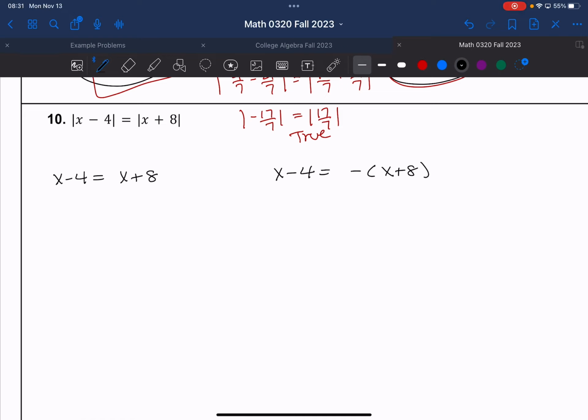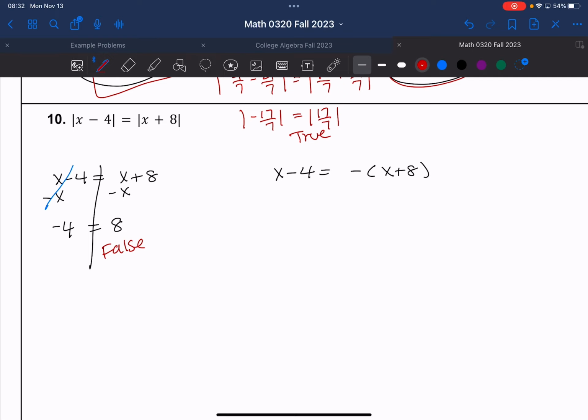Notice how I put that negative in front of the parentheses because that negative is going to go to every term. Now I'm going to solve for x in each one. So on this first one, I need to get all the x's to one side. So I'm going to subtract x over. And then these x's are going to do what? Cancel. So that means I am left with negative 4 is equal to 8. Is that true or false? False. This is a false statement.